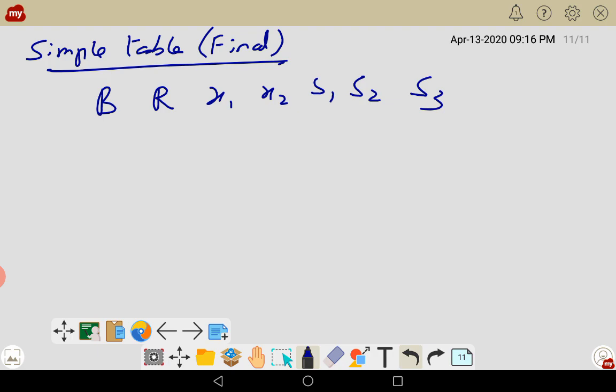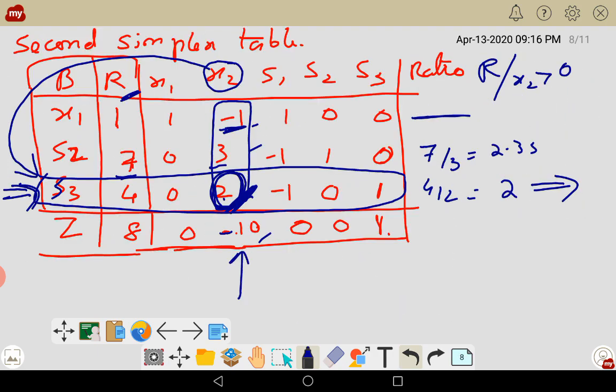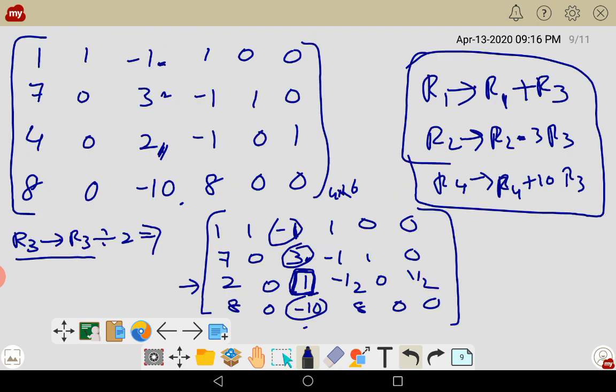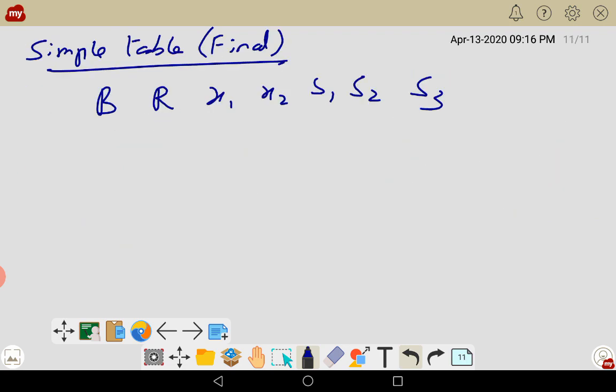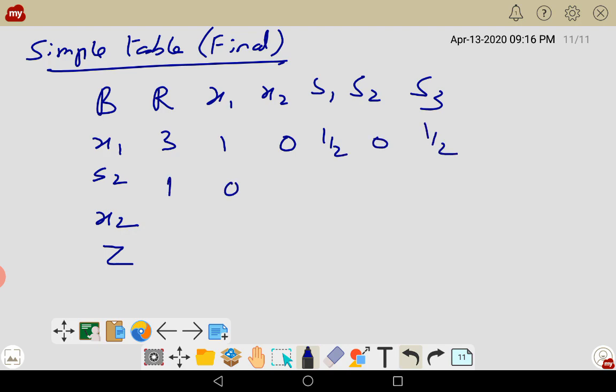So here the basic variables we know. Go back. This s3 will be replaced by x2. So x1, s2 will remain. S3 will be replaced by x2. So x1, s2, x2. And now this is z. Just fill the table matrix here. 3 1 0 1 over 2 0 1 over 2 1 0 0 1 over 2 0 negative 3 over 2 2 0 1 negative 1 over 2 0 1 over 2.